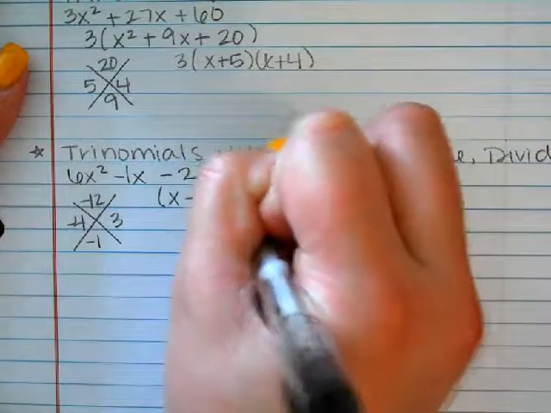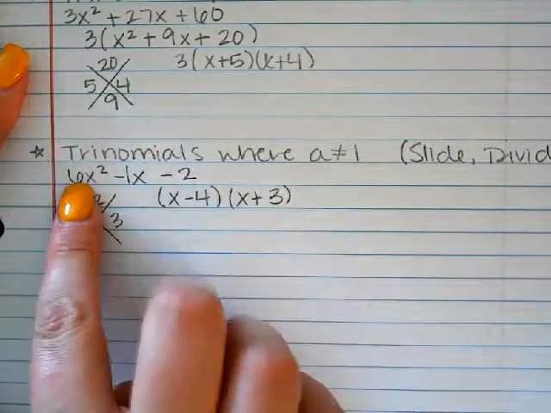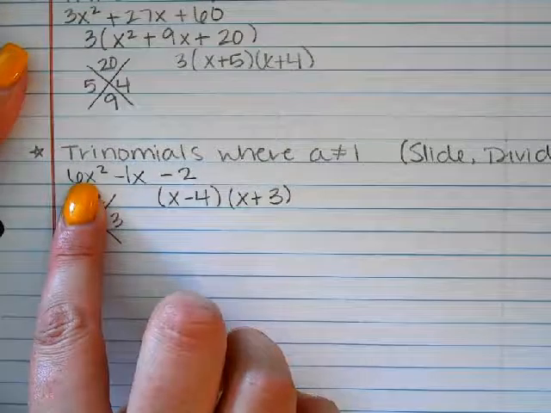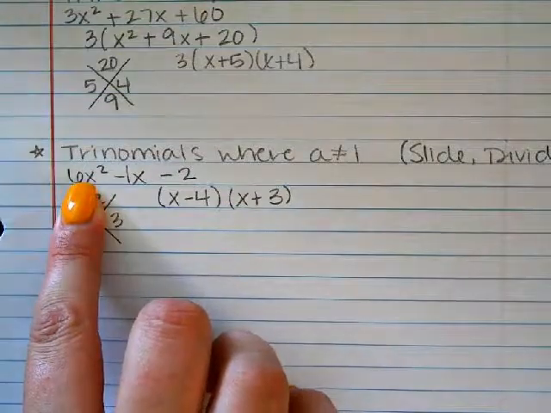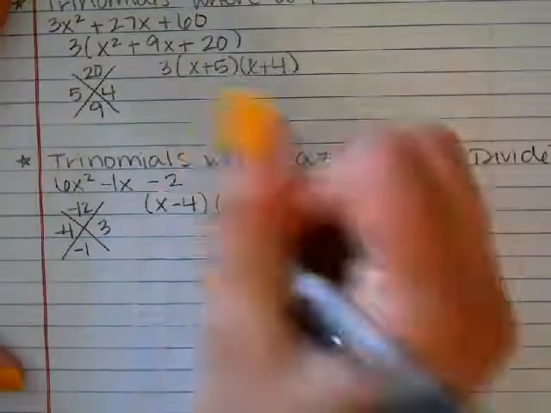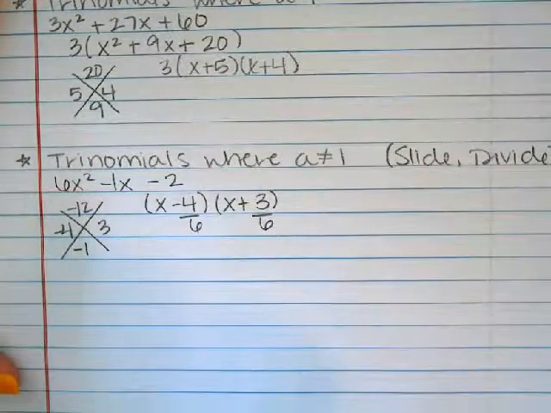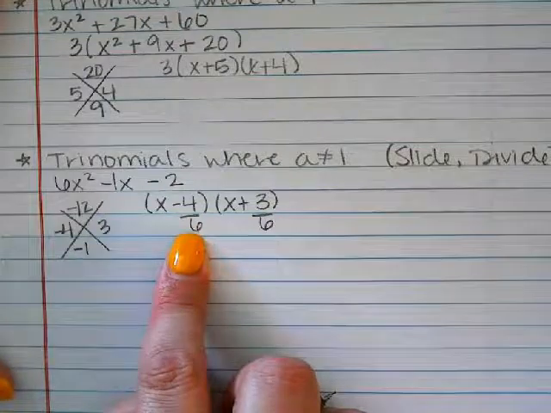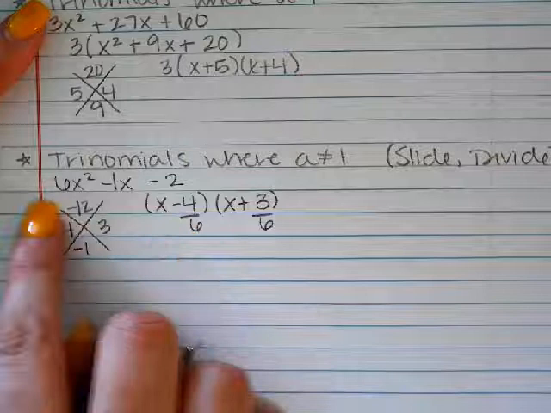But you'll notice if you FOIL this out, this does not give you 6x squared. Right off the bat, we can tell x times x is not 6x squared. So when you do slide divide, the number that you slid over becomes the number you divide by. I slid the 6, then I divide by the 6. The 6 was from the beginning of the problem.